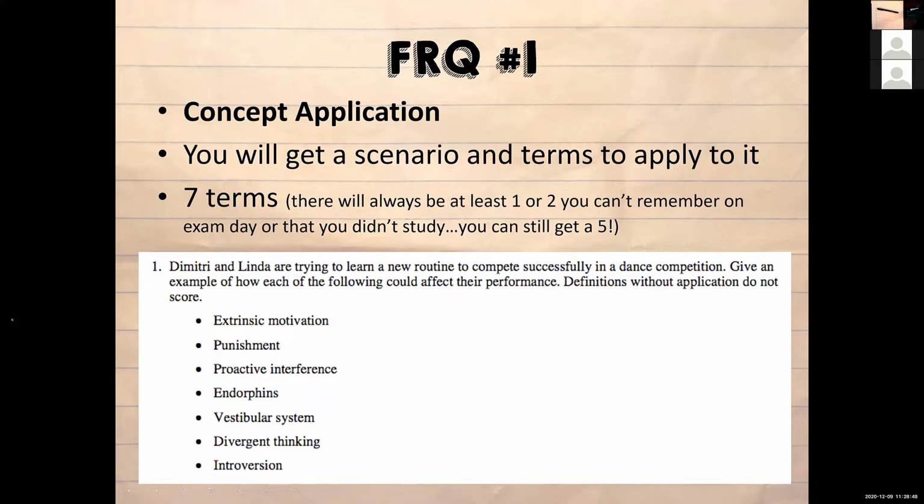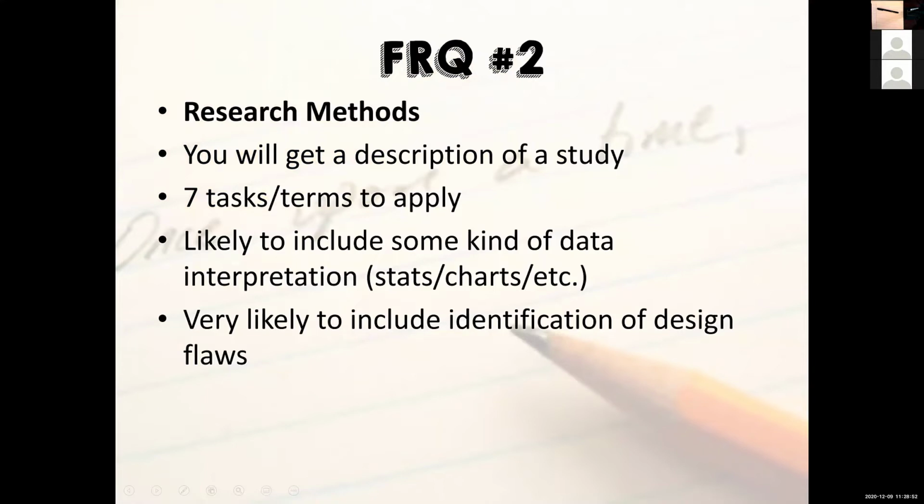And then if we look at our research methods FRQ, you get a description of a study and you will have terms and or tests. So it won't just be terms like the concept application one. There will be some, but there will also be tests. So it'll tell you something that you need to do. It's very likely that the research methods question will include some kind of data interpretation. So it might give you a chart or a graph that you have to analyze, like in our test yesterday, or a number that you have to interpret. And it is very likely that they're going to ask you to find design flaws in the experiment. So that just means ways that it was designed incorrectly.